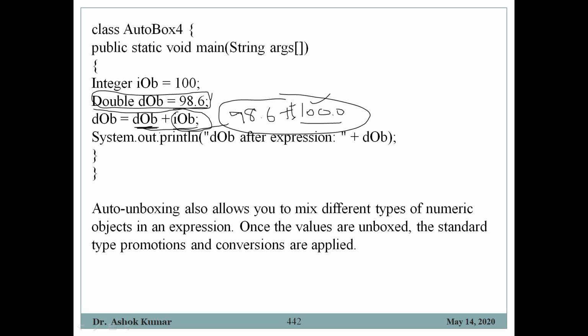198.6. Then we are assigning this 198.6 to DOB again. So here the auto boxing operation will happen, and this value will get converted into the double type object again. And after that, in the System.out.println, we are printing the DOB object. Again here, Java will apply the unboxing operation, and you will get the result on the screen. This is what will happen.